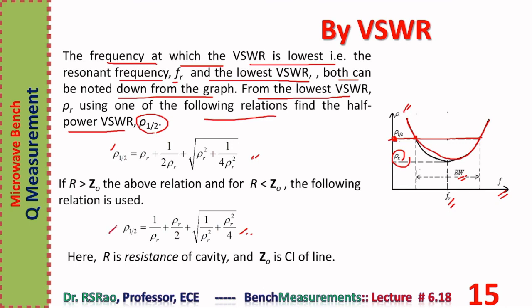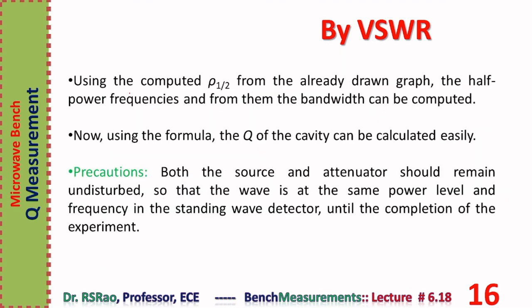Now, out of these two expressions, which one has to be used? If R is more than Z0, where Z0 is the characteristic impedance and R is the resistance of the cavity, the above relation has to be used. Otherwise, the bottom relation has to be used. Using the computed rho half from the already drawn graph, the half power frequencies are found, and from them the bandwidth can be computed. Using the formula for Q in terms of resonant frequency and bandwidth, one can easily determine Q.